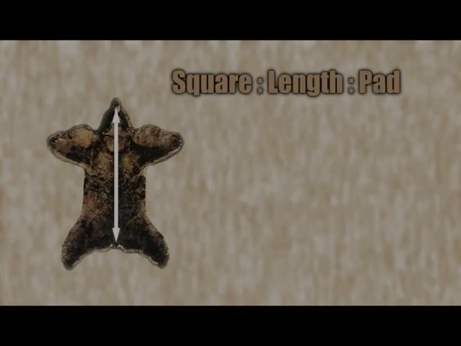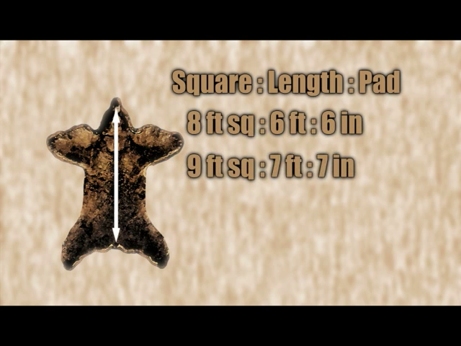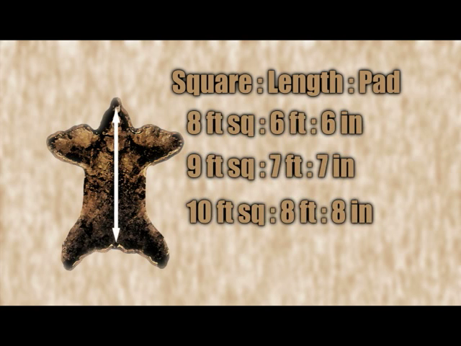The corresponding length from the tip of the nose to the tip of the tail will be the same in feet as what the front pad was in inches as a general rule. If the bear is going to square 8 feet, the length from the tip of the nose to the tip of the tail will be about 6 feet. On a 9-foot bear, it will be about 7. On a bear that squares 10 feet, it will be about 8.